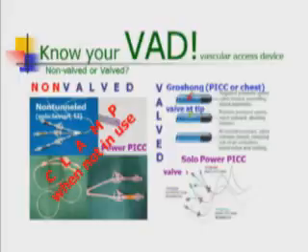Valved access devices contain an incorporated valve at either the proximal or distal tip. Because these devices have reduced risk of blood reflux, they do not require heparin flush. Generally, valved access devices require saline-only flush.